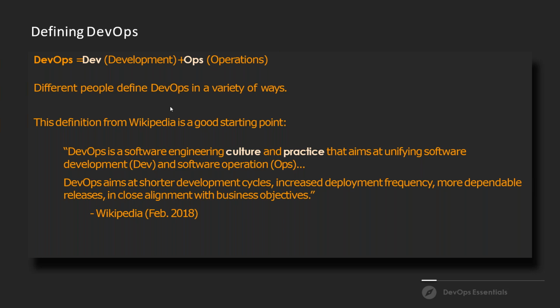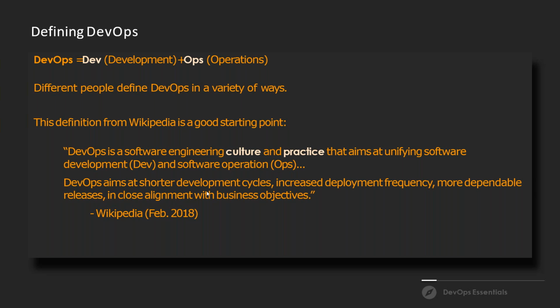Okay, so different people define DevOps in a variety of ways. Everybody has a different perspective, but just to talk about the common definition of DevOps: DevOps is a software engineering culture and a practice that aims at unifying software development (Dev) and software operations (Ops).